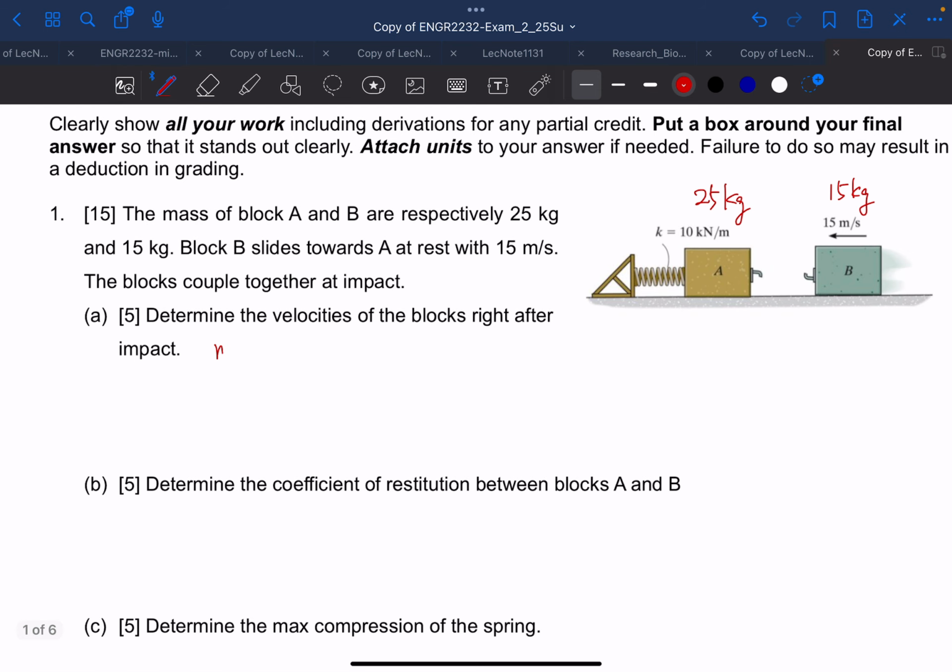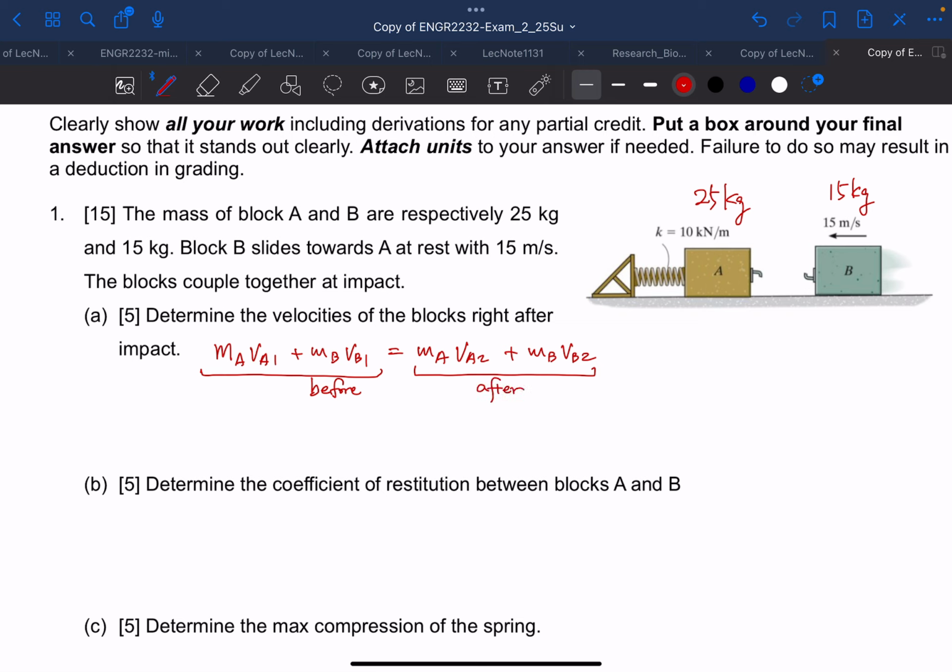So MAVA1 plus MBVB1 is going to be MAVA2 plus MBVB2, right? And this is before that impact, and this is right after that impact.